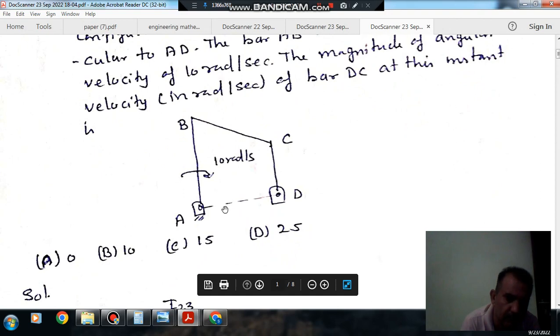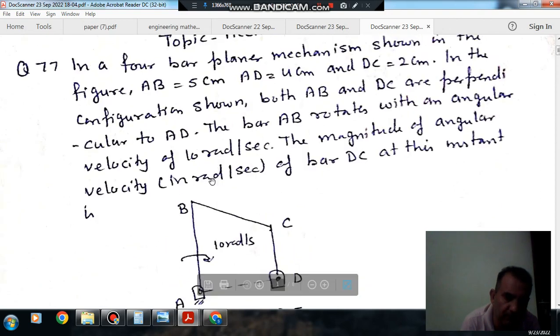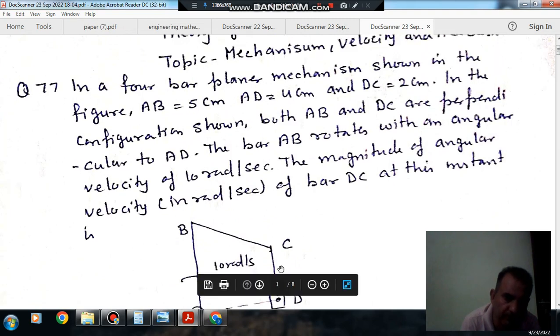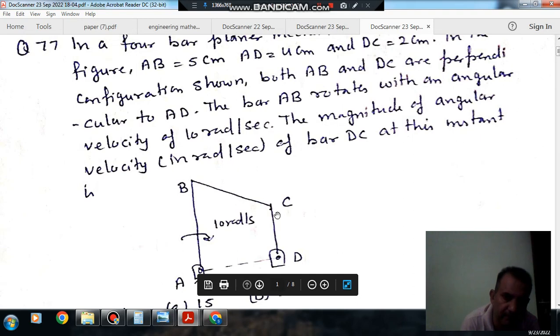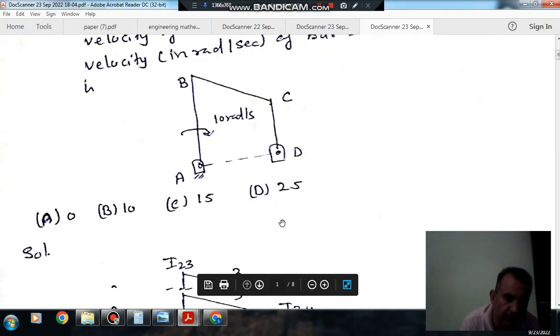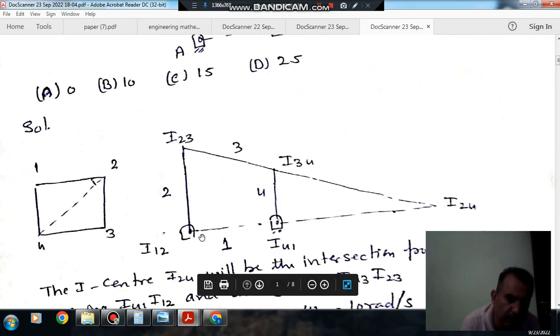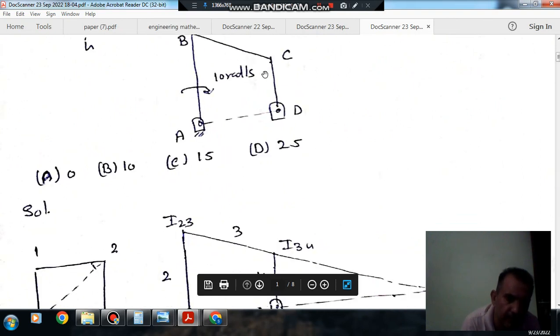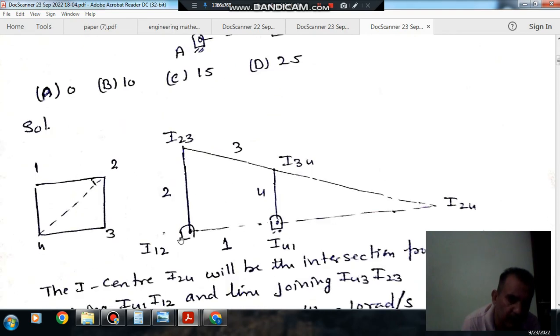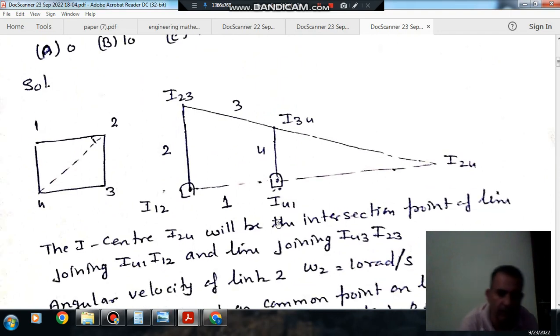This is ABCD. So AB is 5 cm, AD is 4 cm and DC is 2 cm. Now we need to find all the instantaneous centers. This is link one, the fixed link, this is the second link, this is the third link, and this is the fourth link. So this will be the I-center I12, this will be I23, this will be I34, and this will be I41.